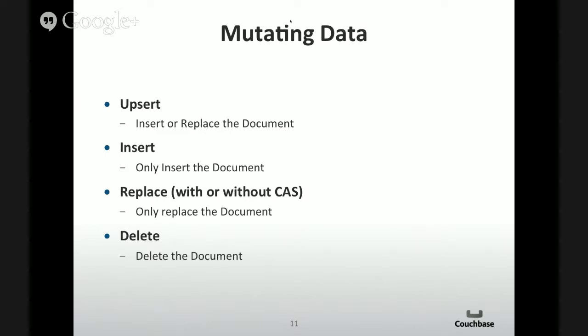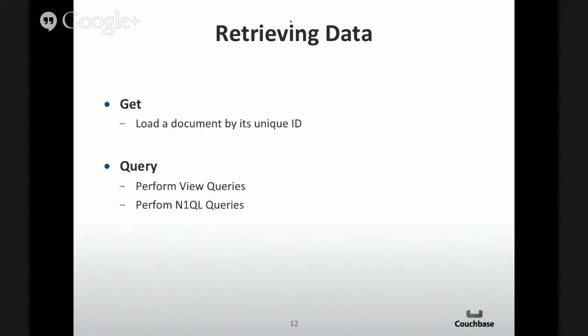Replace is the opposite, and here you have the option between using it with or without the compare and swap value. So you can use optimistic concurrency, or you can just replace the document without taking care about the optimistic concurrency. And then finally, we have the delete method as before. Now, if you're retrieving data, you can do the primary key lookup. It's just a regular get command.